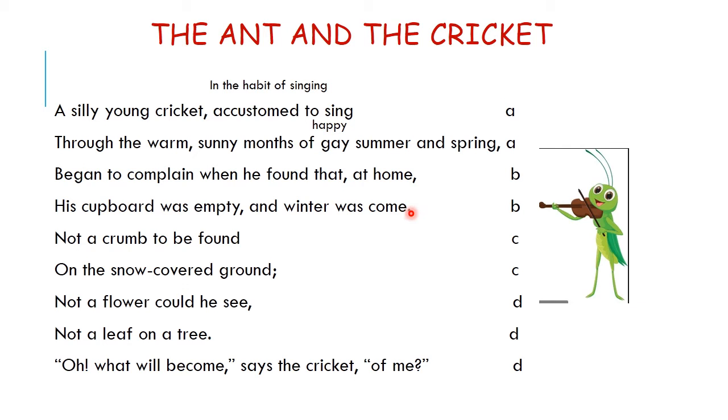Come. Home, come. This sound is the same. So B. Found. The word found does not rhyme with sing, spring, home, or come. So we'll mark it as C. Ground rhymes with found. So found and ground, C, C. See, tree, me. These three words, they rhyme together. So we'll mark it as D. So the rhyming scheme of the first stanza is A, B, B, C, C, D, D, D.